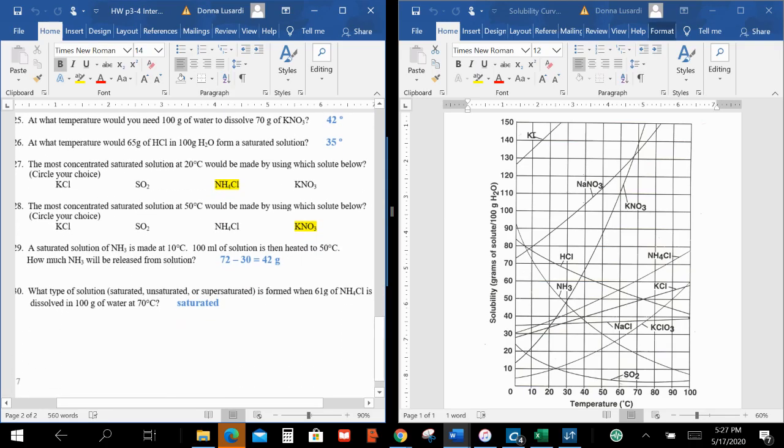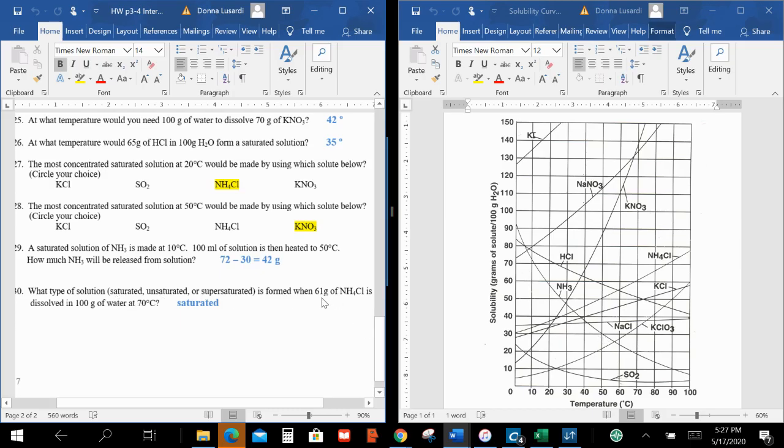If I make a saturated solution of ammonia at 10 degrees, I can dissolve about 72 grams of ammonia. If I heat that solution, the solubility of ammonia actually decreases. So at 50 degrees, it's only about 30 grams. So 72 minus 30 is a difference of 42. So that ammonia would actually get released from the solution into the air, and you would get a strong ammonia odor.